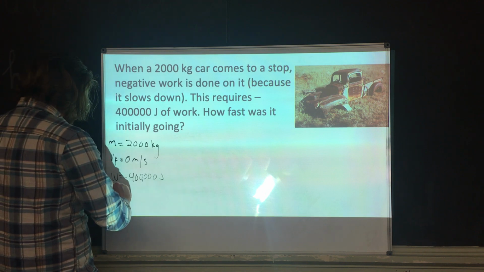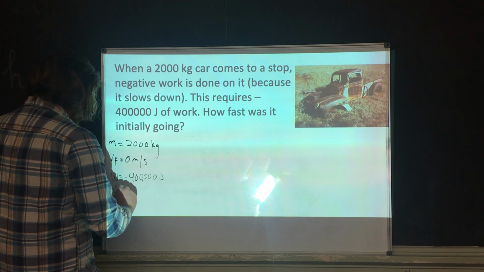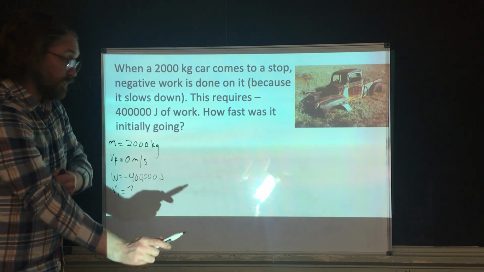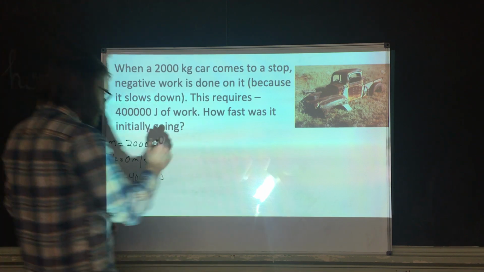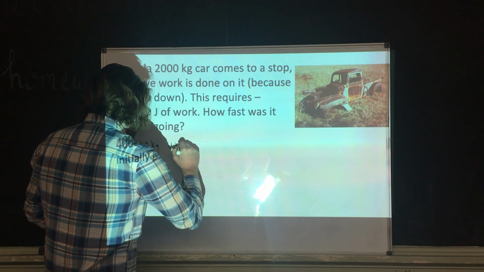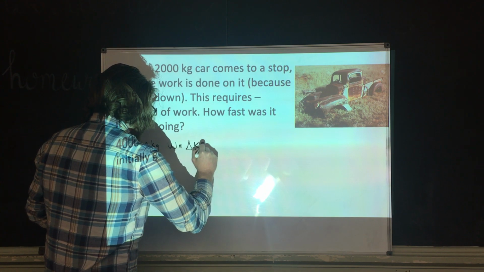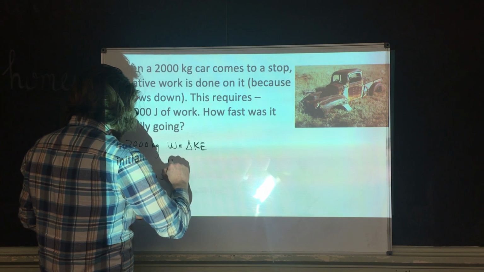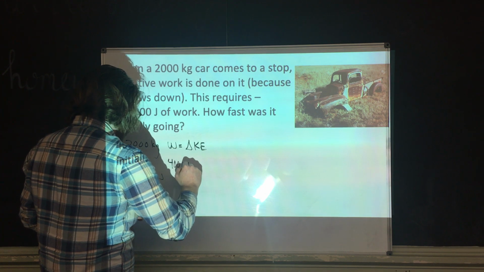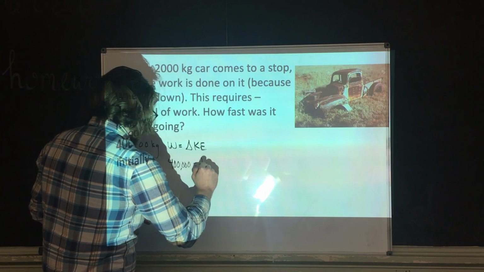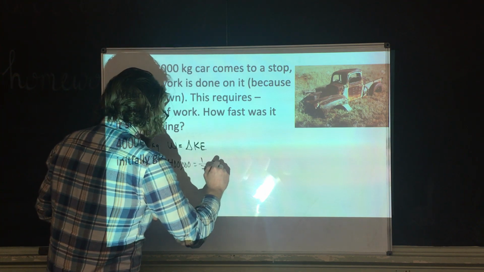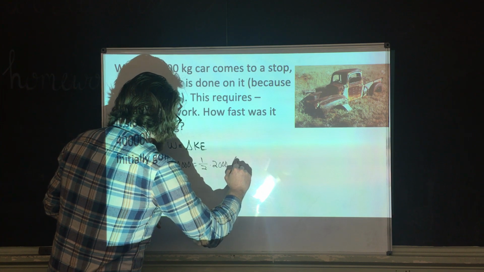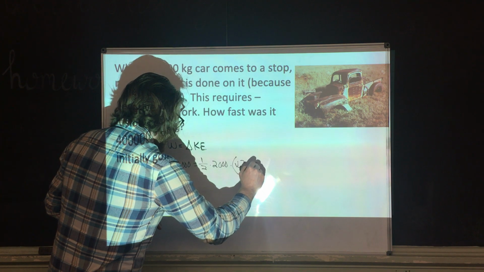How fast was it going initially? That means we're looking for VI. Okay, pause the video, see if you can get this one. It's very similar to the last one. So again, work equals a change in kinetic energy. We know the work. We're looking for the change in kinetic energy. So I'm going to put the work here as 400,000, and that equals 1/2 times the mass, which is 2,000, times VF squared minus VI squared.